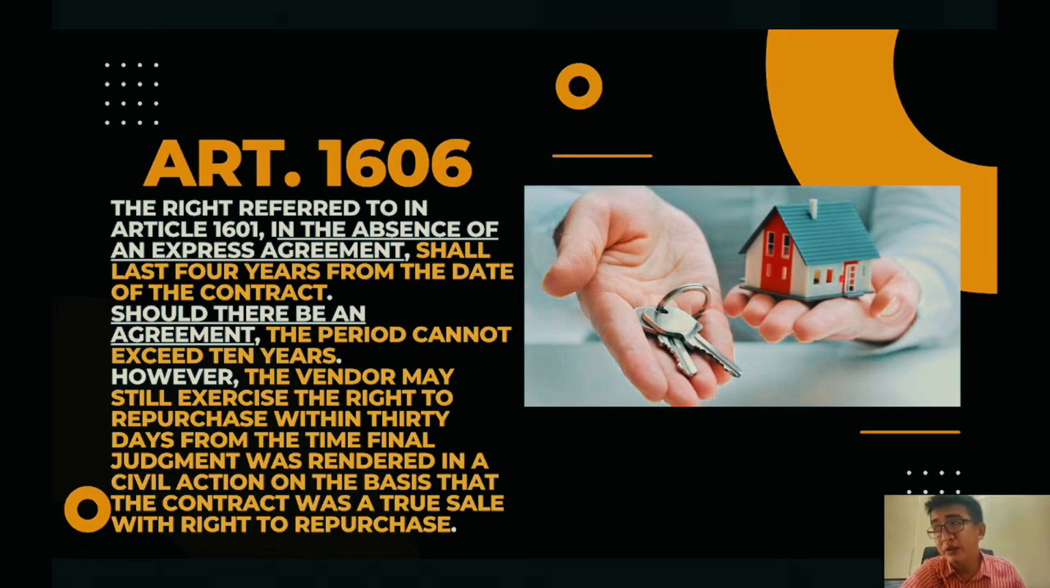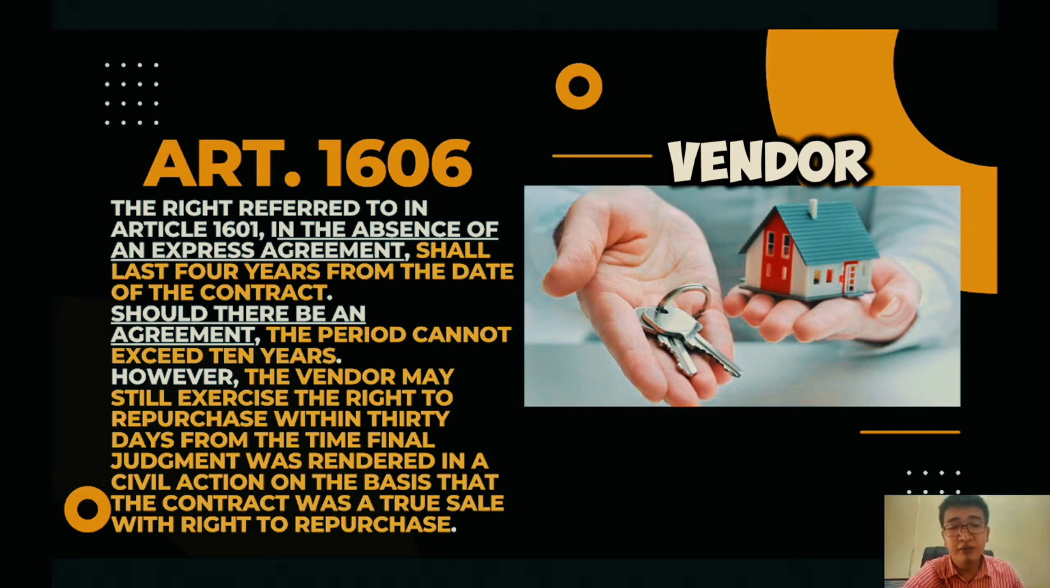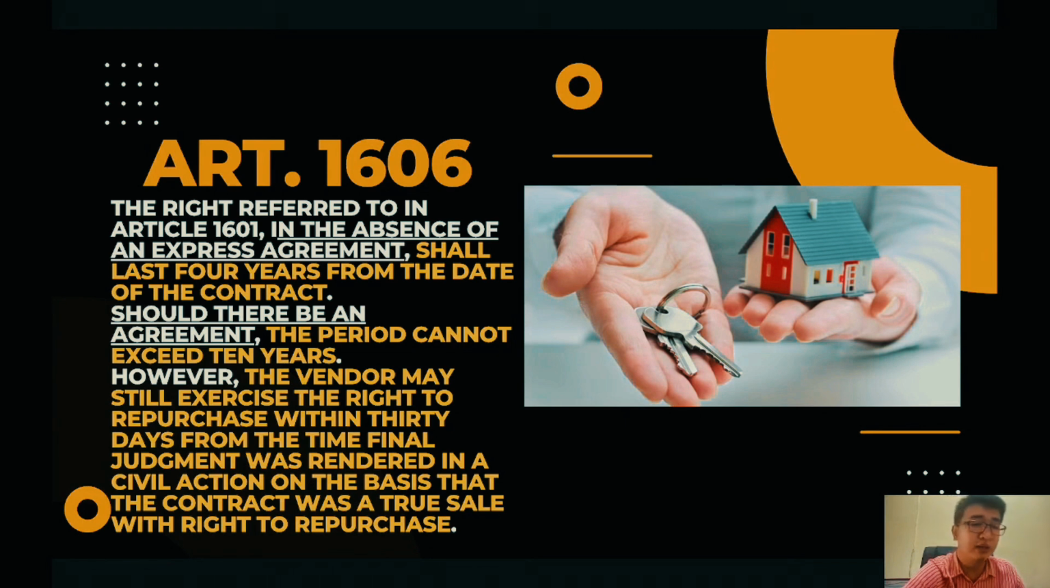So if it's stated there that the period shall be 15 years, the period to redeem shall only last for 10 years. Okay, as clear as day, okay? However, the vendor may still exercise the right to repurchase within 30 days from the time final judgment was rendered in the civil action on the basis that the contract was a true sale with right to repurchase. Meaning, di ba na-mention natin kanina, the remedy of the vendor is reformation. Okay? If it is declared that that contract is not an equitable mortgage, but rather it is a true sale with the right to repurchase, you still have 30 days from the final judgment in that reformation case to redeem or to exercise the property.